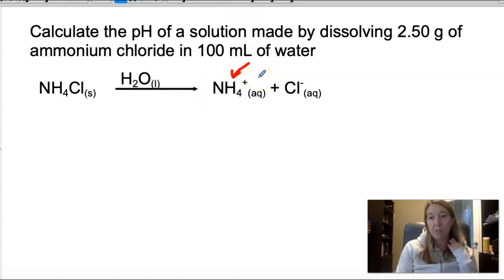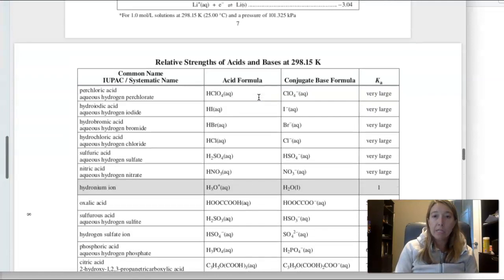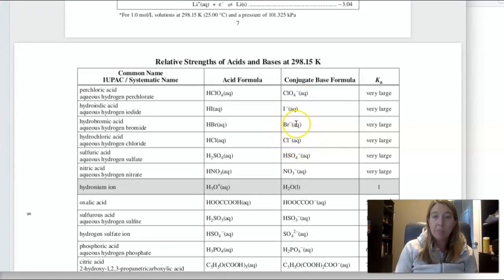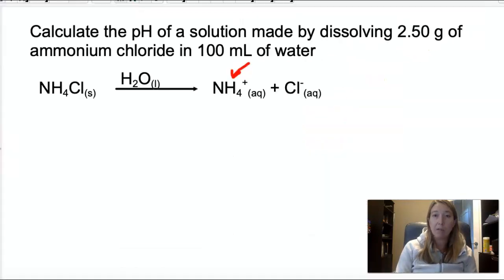If I look at my data booklet, although the chloride ion is in the conjugate base column, it's in that very first 6, right up here. Remember we talked about how these 6, although they're in that base column, are not actually going to be bases. So that's not going to be the part that I'm caring about. The part that I'm caring about is going to be that ammonium ion. So first thing I'm going to have to do is actually calculate what is the concentration of that ammonium ion, because I'm going to need that to be able to set up my ICE table.